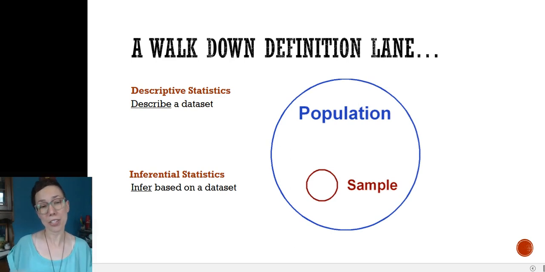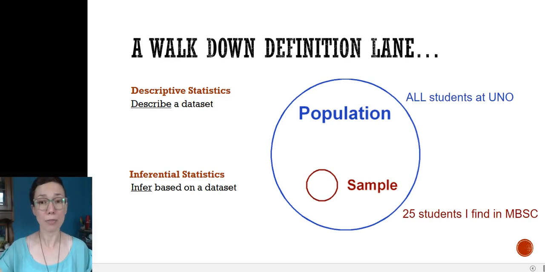So this is a helpful image to think about populations and samples. As the image suggests, a sample is just a smaller subset within a larger population. So for example, if I wanted to do a research study involving students at UNO, the population of that study would be targeting all students at UNO.